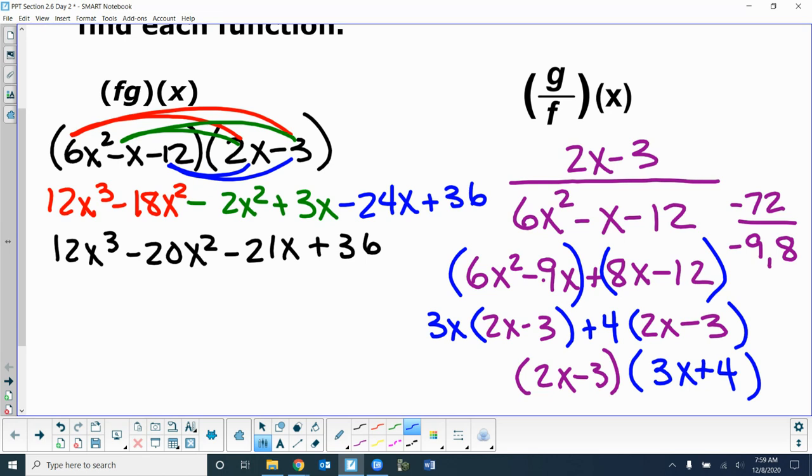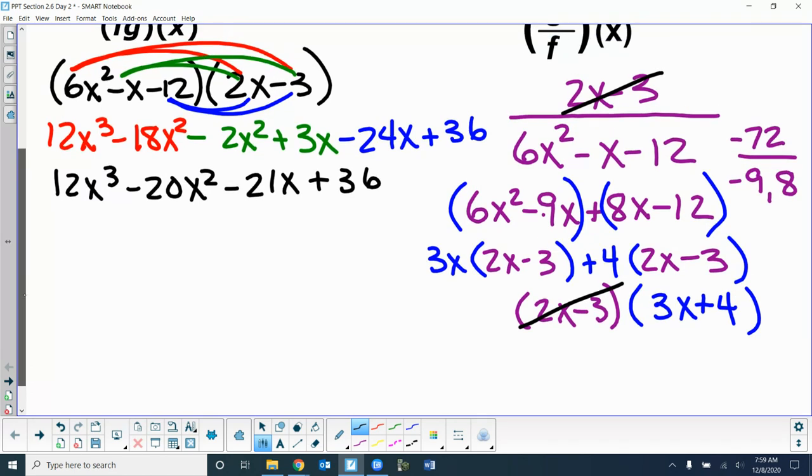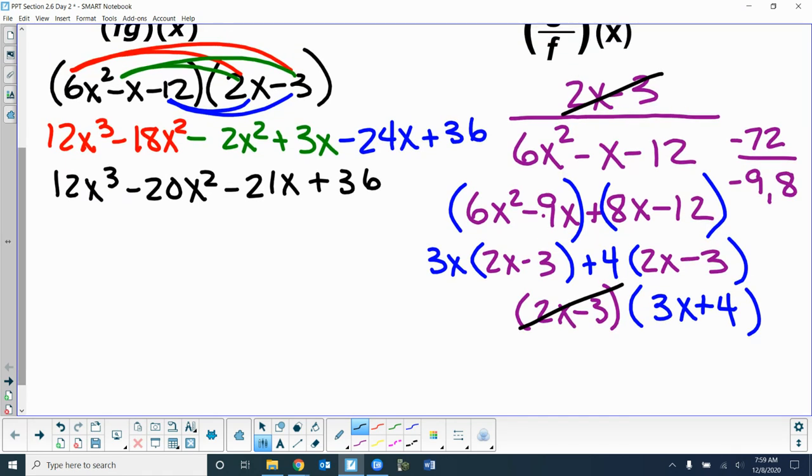So now look at the numerator and look at the factored denominator. Do you see factors that are the same? Yeah, the 2x minus 3's, right? So you can cancel those. Okay, so the answer to this, when it's all said and done, since there's nothing left up here and we cancel those, when we cancel stuff, it's a 1. So 1 is in the top and the 3x plus 4 is in the bottom.